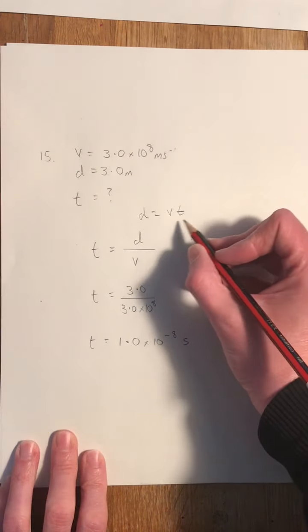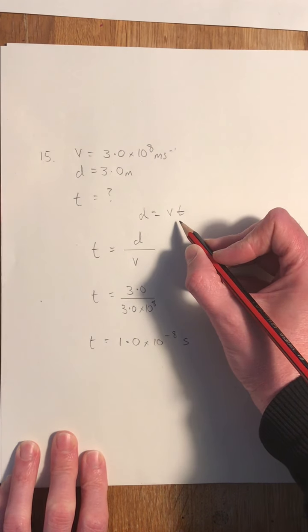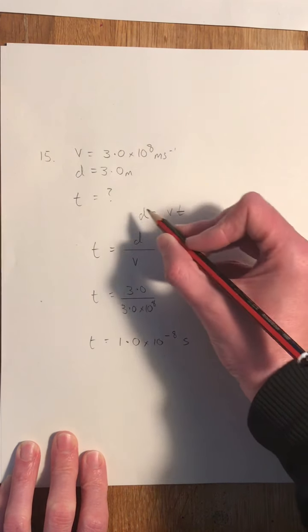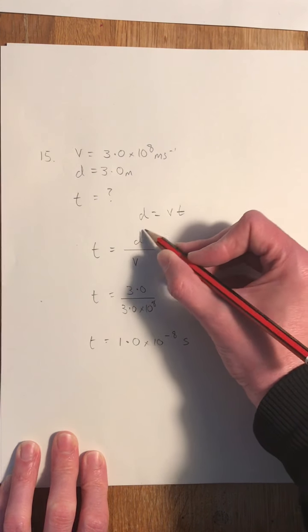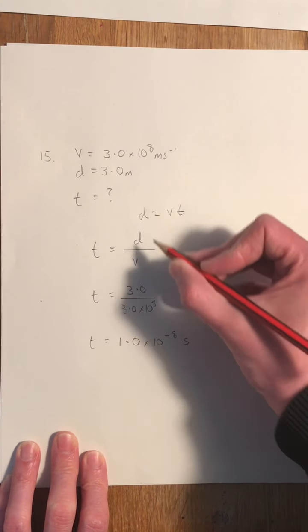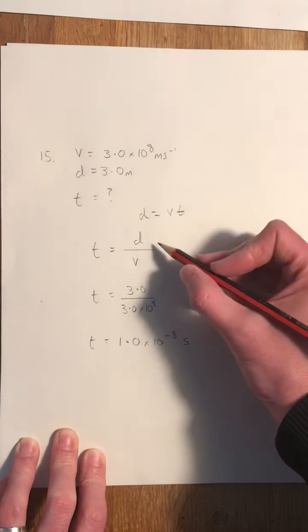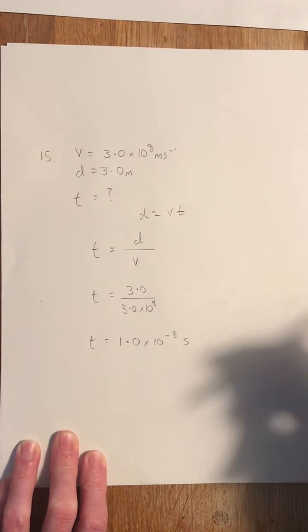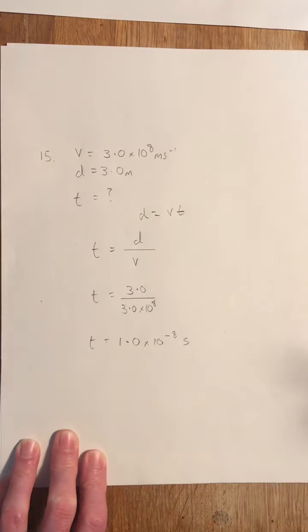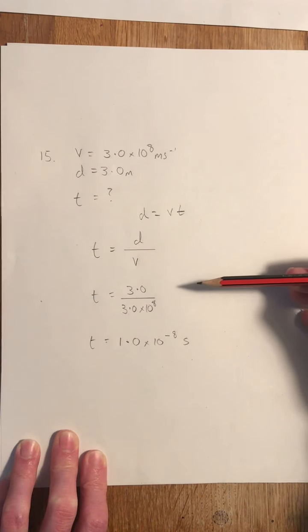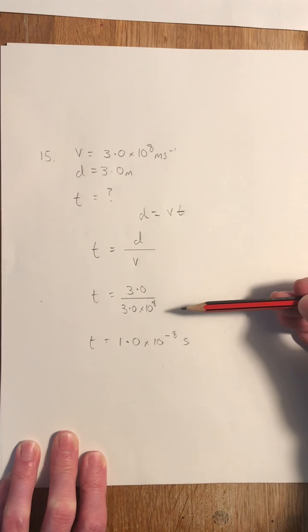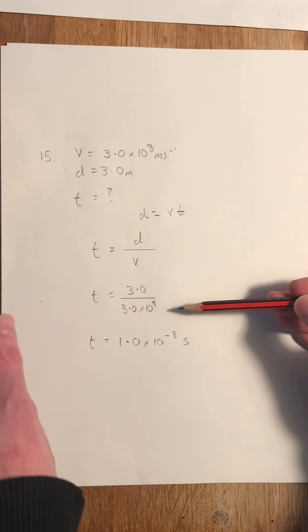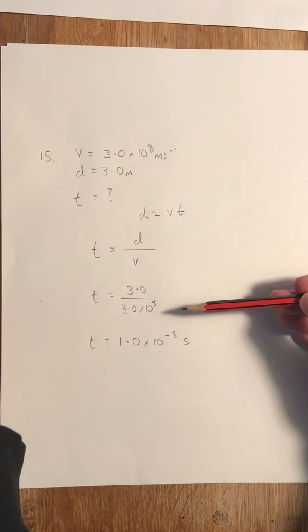So distance equals speed times time's our formula. Rearranging that to get time on its own, that will be distance. Take the v over to the other side, so the v becomes divided, so it becomes d divided by v. So the time is the distance divided by the speed, just using our simple change side, change sign rule. Subbing the numbers in, that's 3 for the distance, divided by 3 times 10 to the 8 for the speed, and that's going to come out to a ridiculously small time.